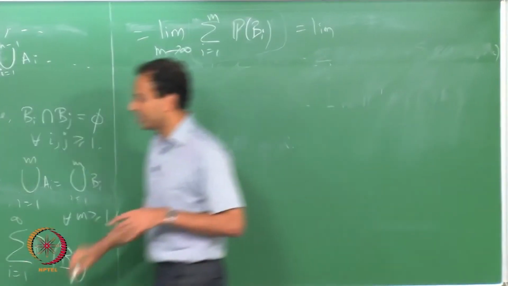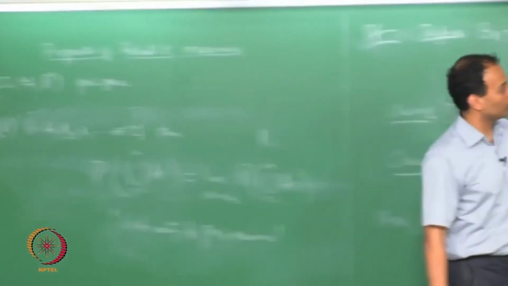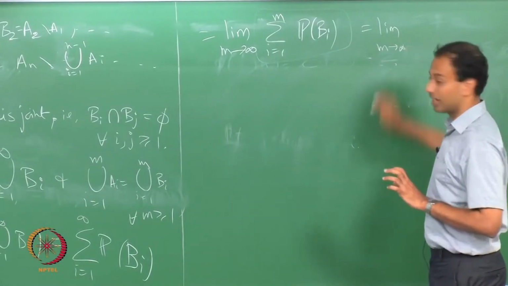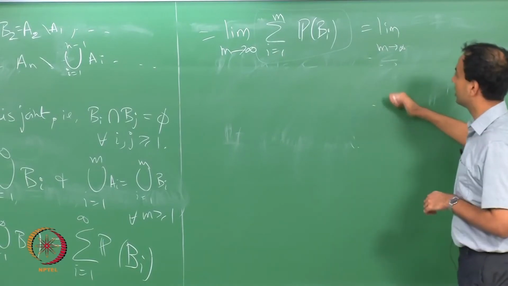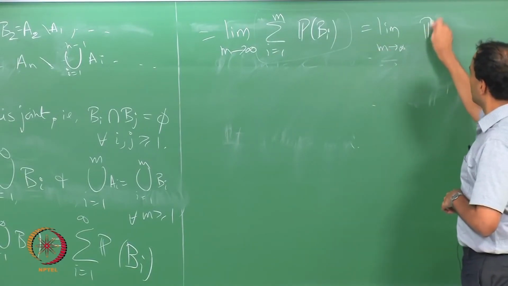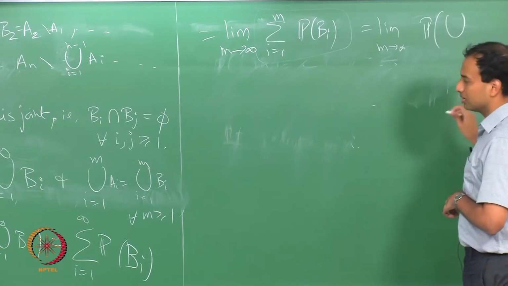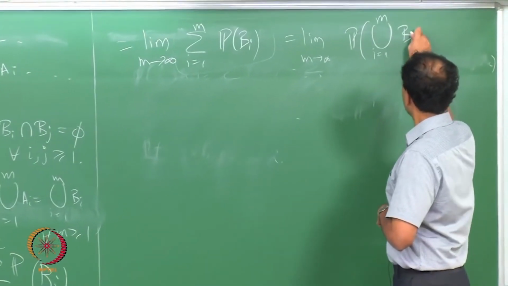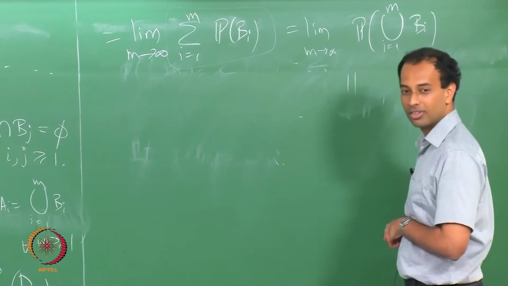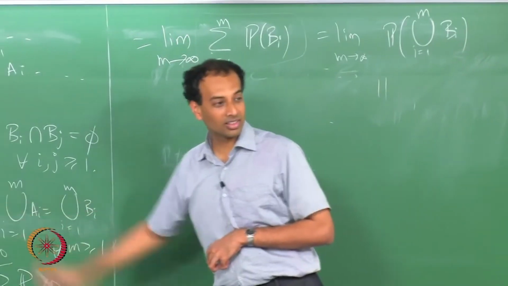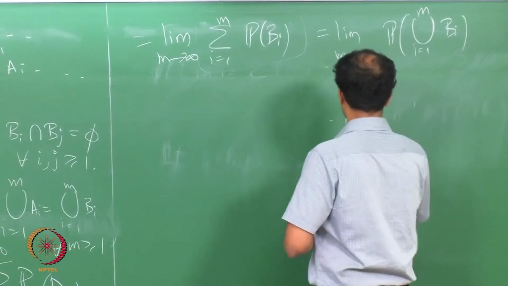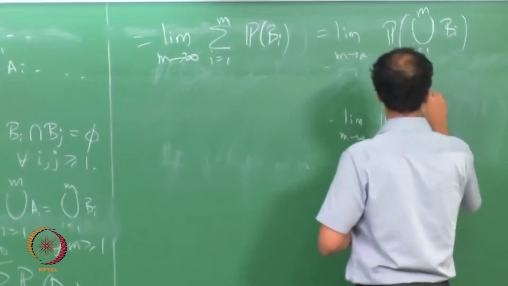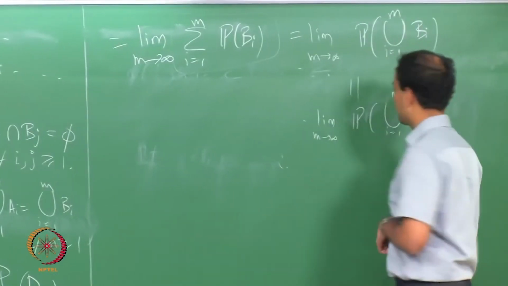See, after all I want to maintain the limit on the right. I brought out a limit on the right, so I should maintain that limit, I should not get rid of it. Then I will write this as the probability of the union i equals 1 to m of Bi, which is equal to the limit m tending to infinity of the probability of the union i equals 1 through m of Ai. Okay.